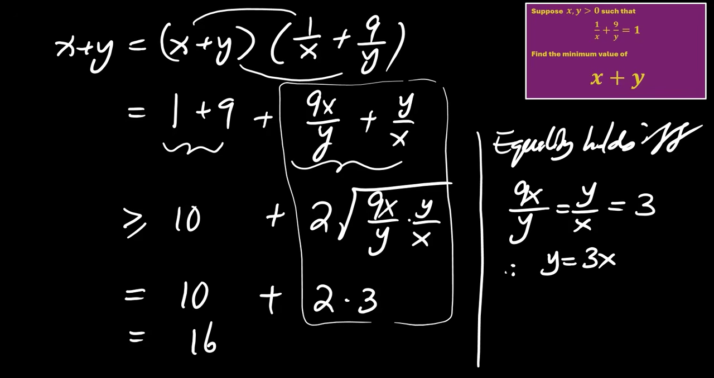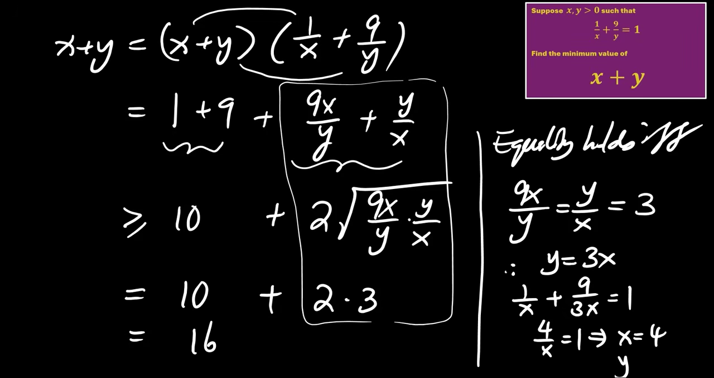Substitute into the previous condition, 1 over x plus 9 over y. Now 9 over 3x equals 3 over x. So 4 over x equals 1. x equals 4, and y equals 12.